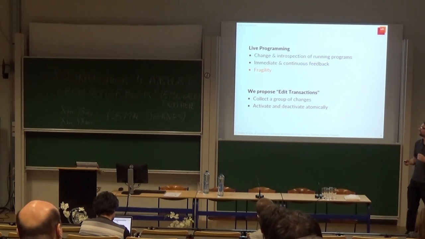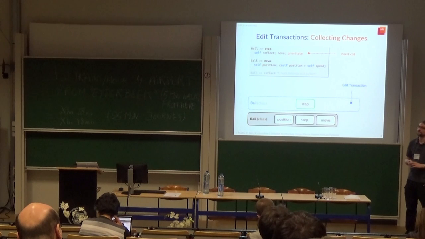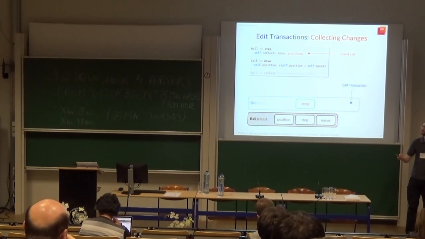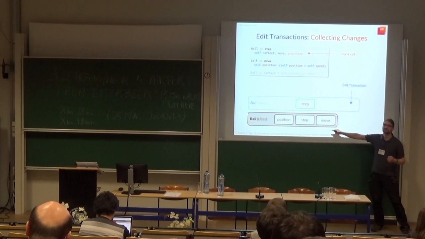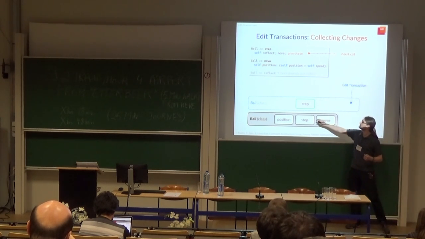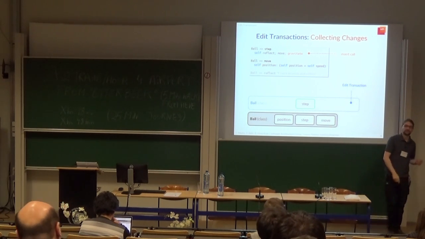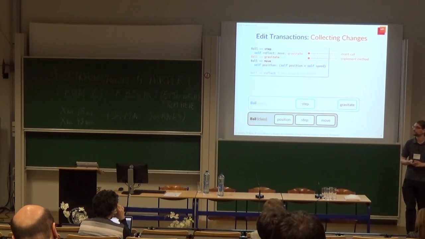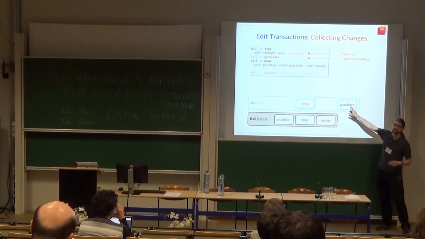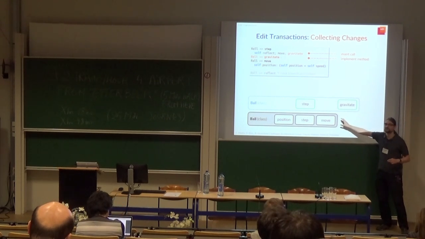And let's see how this works. So when we have edit transactions, we could just start a transaction, and when we add this step method of our wall object, it would not immediately modify the base system, but would just store a new version of the step method in our transaction for the moment. And then we can implement our gravity for our ball simulation, or for our game, as a new method, which also gets added to this transaction. So it's not visible to the base system. The control flow is still here.